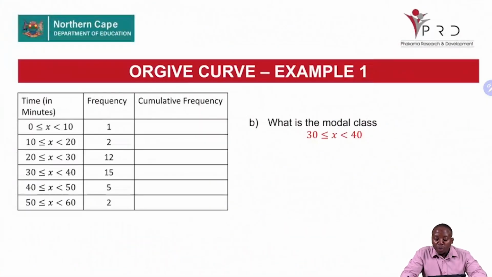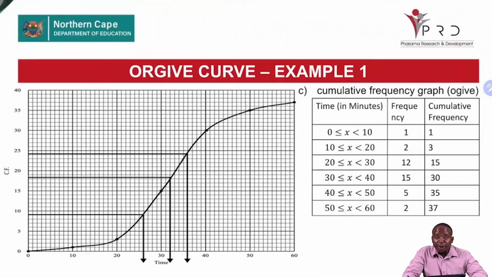Now, number B, what is the modal class? The modal class is the one with the highest frequency. We check the frequencies, and the highest frequency value is 15. It is 30 less than or equal to x, less than 40. Right, we move on. Now we look at number C.